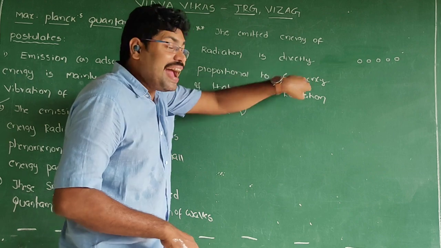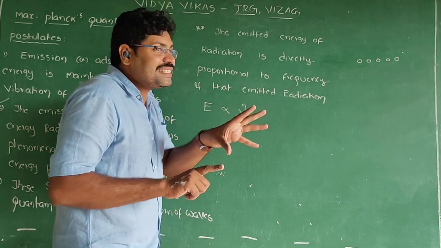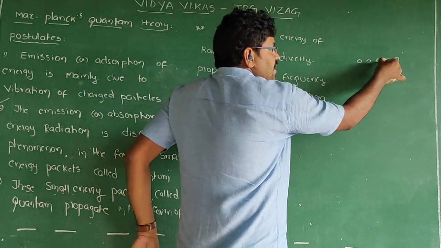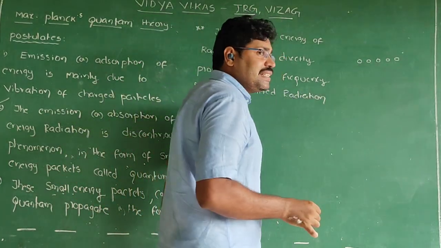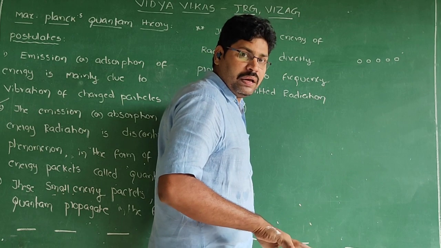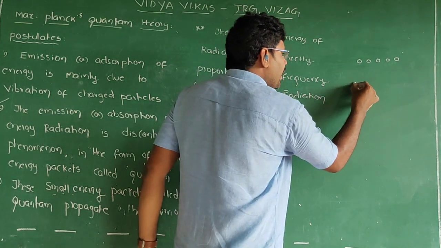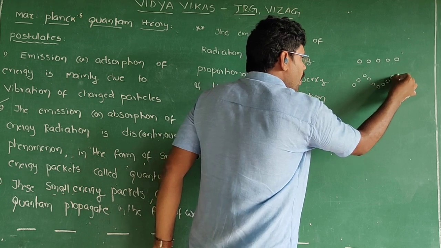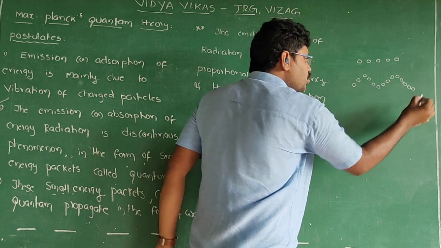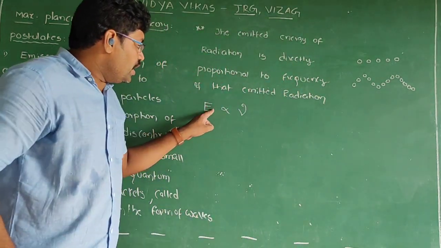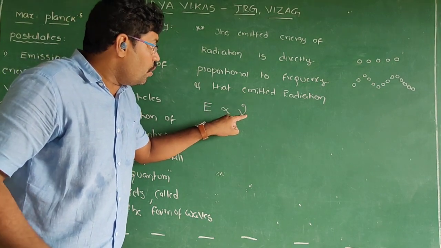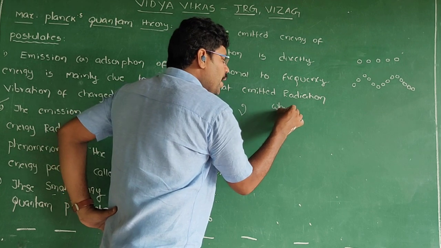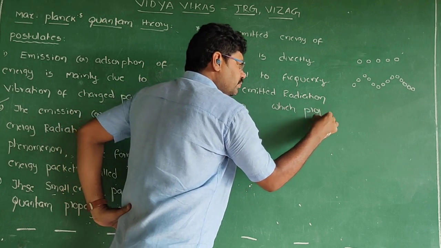Are you got it? And that's why Mr. Planck gives a clear information. The emission of energy takes place in the form of small energy packets like particle nature, but however they propagate in the form of waves. They propagate in the form of waves, and that's why the energy emission is always directly related to frequency of that emitted radiation, which propagate in a wave form.